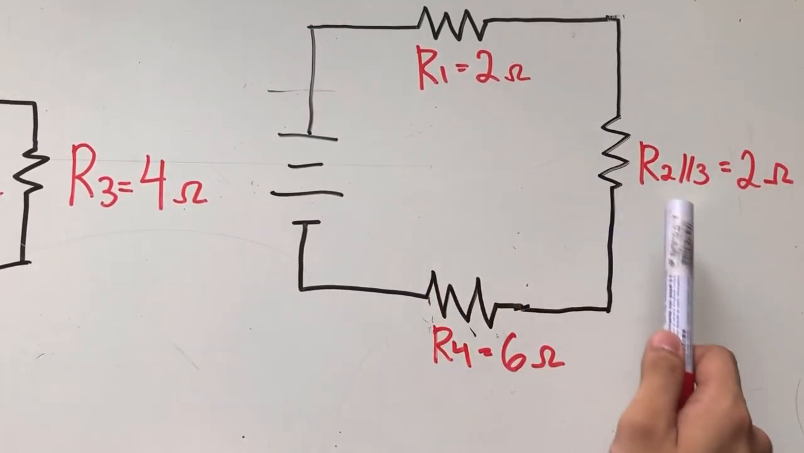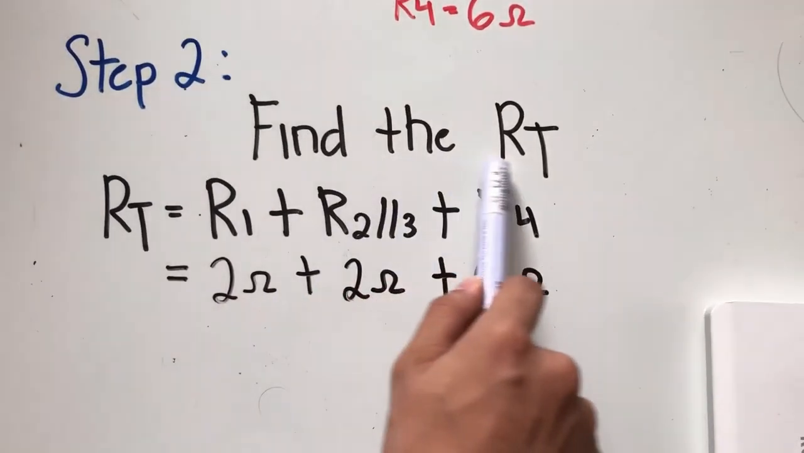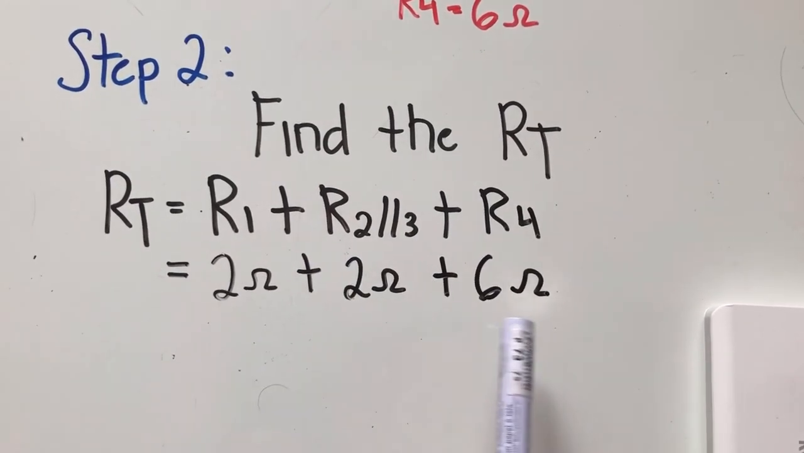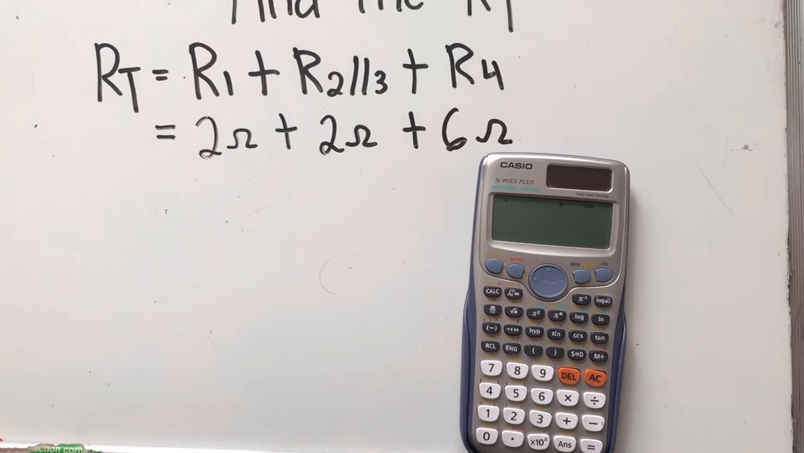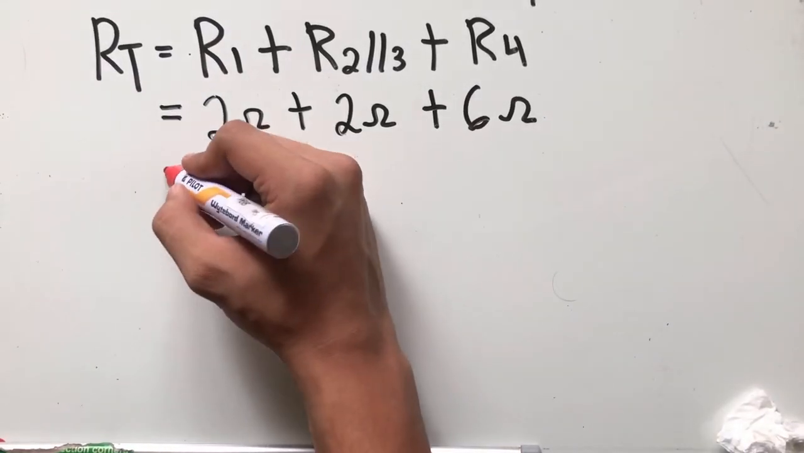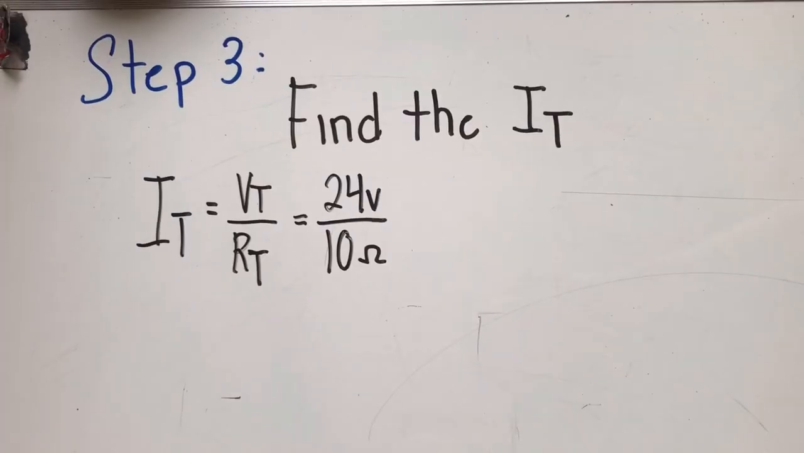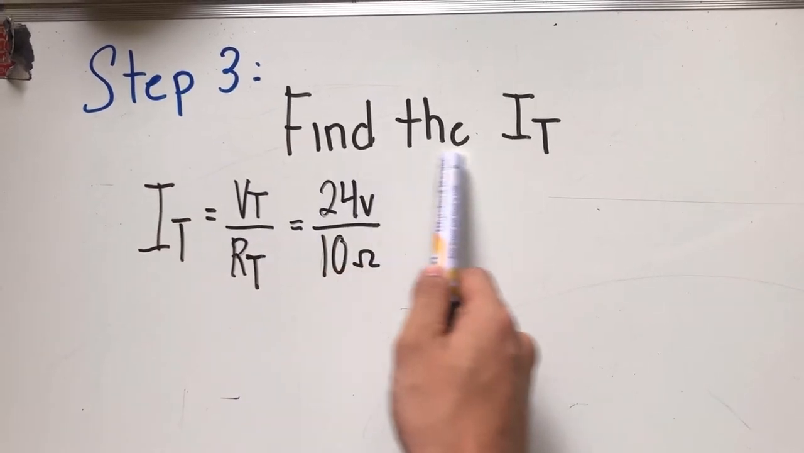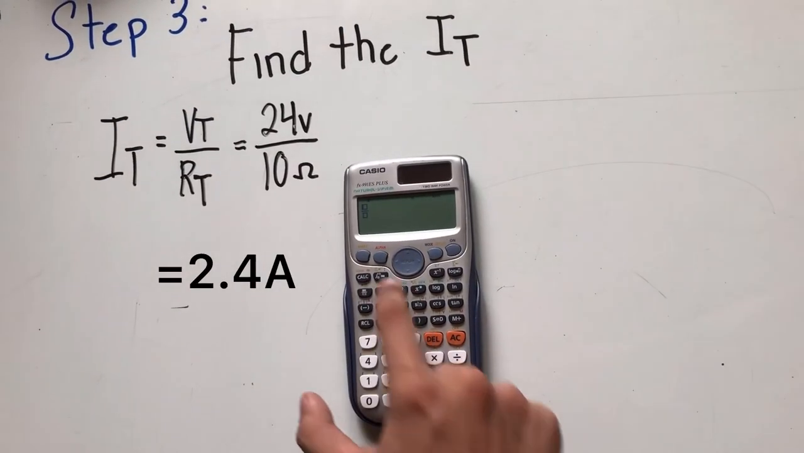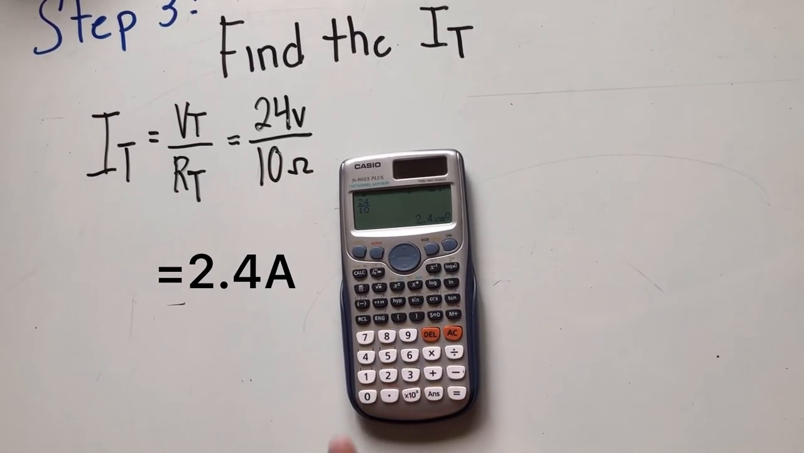R1 is equal to 2 ohms, R2 and 3 is equal to 2 ohms, and R4 is equal to 6 ohms. Step 2, find the RT. And this is the formula. Use a calculator and add all the given numbers. So 2 plus 2 plus 6 is equal to 10 ohms. Step 3, find the IT, and this is the formula, VT over RT. So it's 24 volts over 10 ohms. Use the calculator to get the answer. The total current is 2.4 ampere.